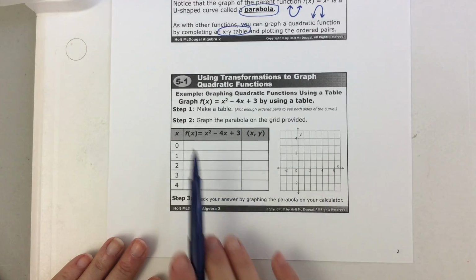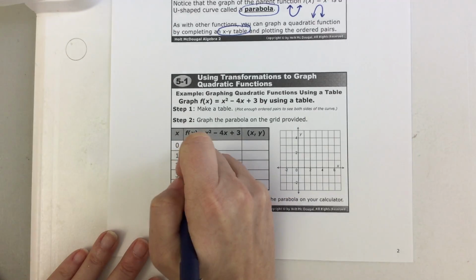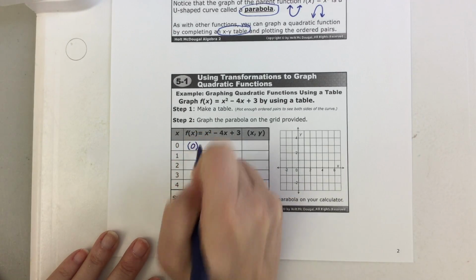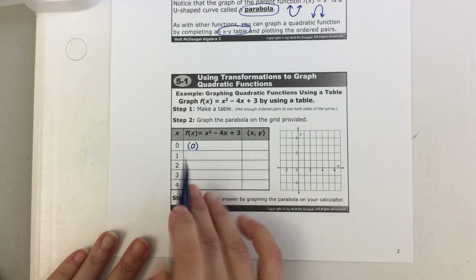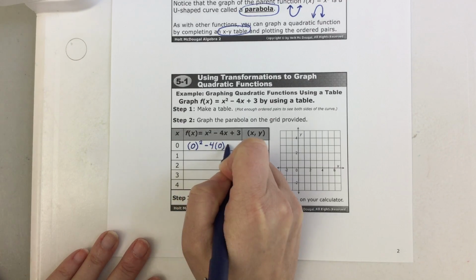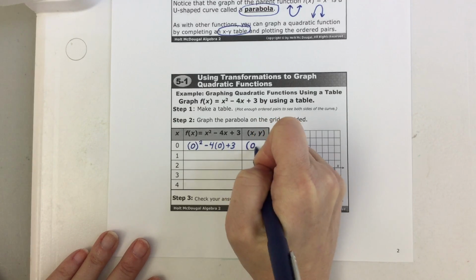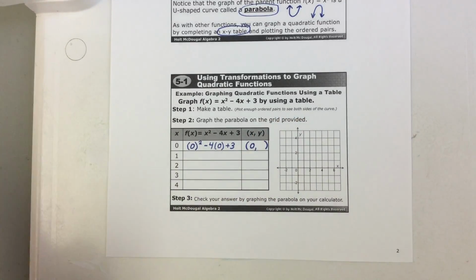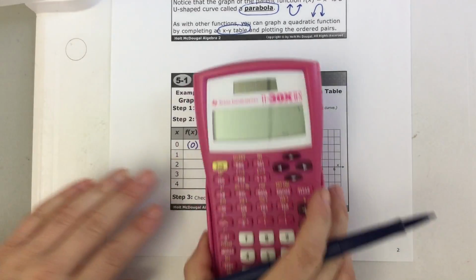When you're doing this, write out exactly what it should look like in your calculator. So instead of x, we are filling in a 0. Where x is, you're putting in this value from the table, and make sure it's in parentheses: 0 squared minus 4 times 0 plus 3. Now here's the x, so you already know the first part of your ordered pair.